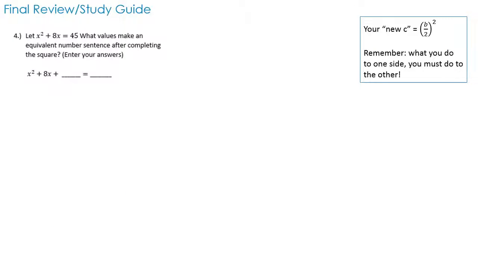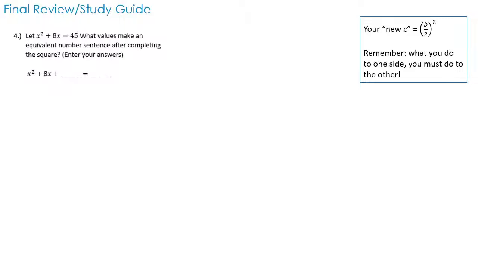For number 4, we want to let x squared plus 8x equal 45, and we're asked what values make an equivalent number sentence after completing the square. So we're going to be entering our answers in 2 different places here. And what we need to do is we're just starting the process of completing the square.